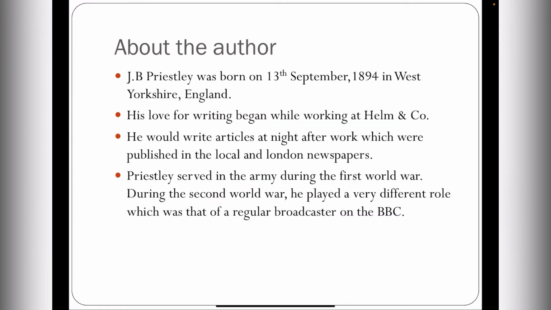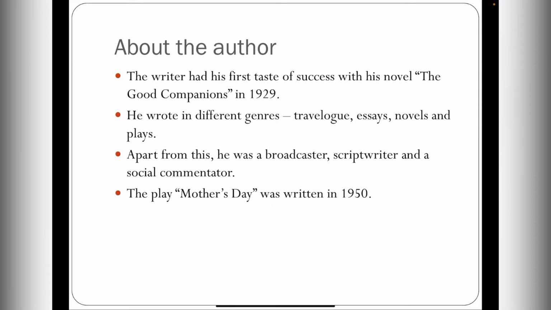About the writer. J.B. Priestley was born on 13th September 1894 in West Yorkshire, England. His love for writing began while working at Helm and Company. He would write articles at night after work which were published in the local and London newspapers. Priestley served in the army during the First World War. During the Second World War, he played a very different role, that of a regular broadcaster on the BBC. The writer had his first taste of success with his novel The Good Companions in 1929.